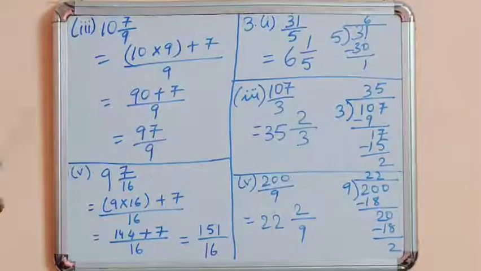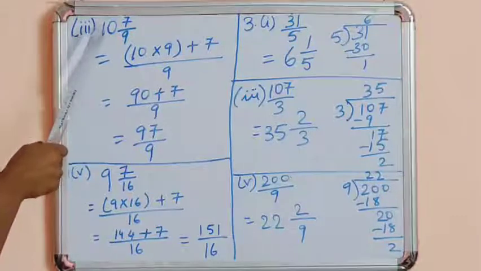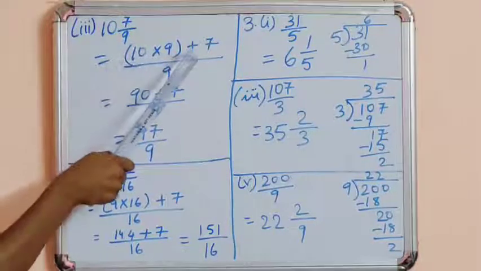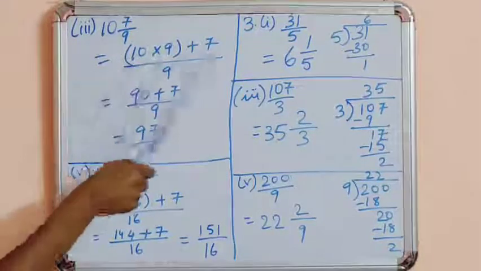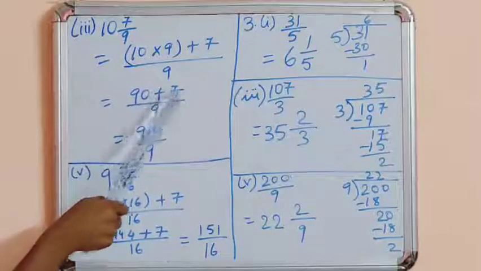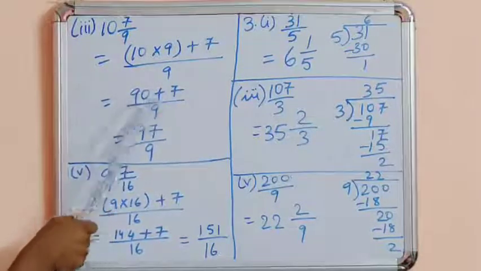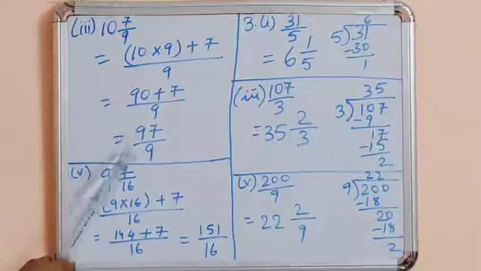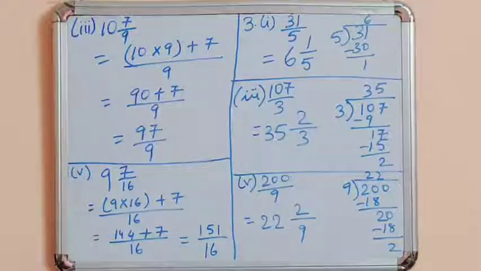Now number 3, 10 7 by 9. So again we have to convert this into improper fraction. So 10 into 9 plus 7, the numerator, divided by 9. So 10 into 9 is 90, 90 plus 7 by 9. So 90 plus 7 is 97. So the answer is 97 by 9.